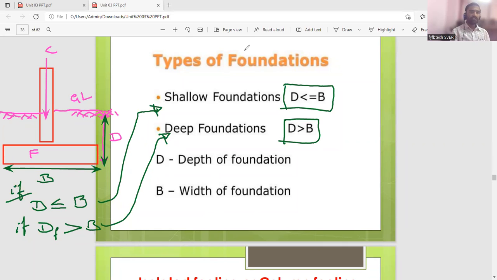See, in this diagram only I will draw. Here only, what I will do is change the ground level. Now you have to tell me.